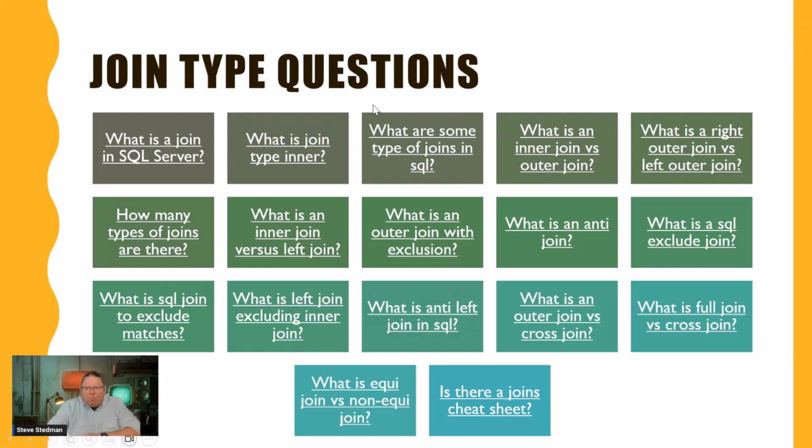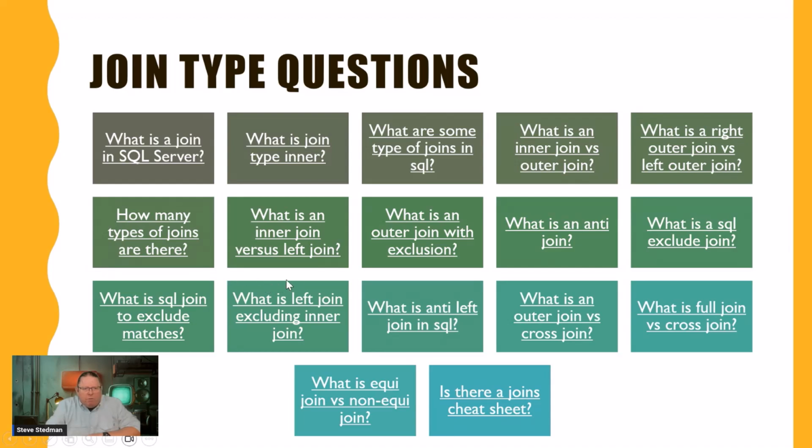And what is a right outer join versus a left outer join? We'll take a look at that and make sure you understand the difference between those. And how many types of joins are there? Well, if you've seen my join types poster, which we'll show in a minute, there's a whole lot of them. It really boils down to different combinations of how we're pulling data from different tables.